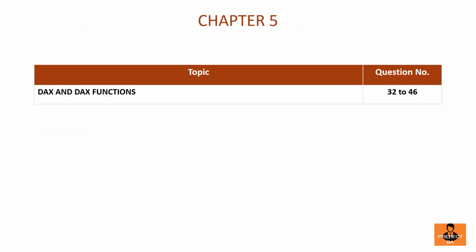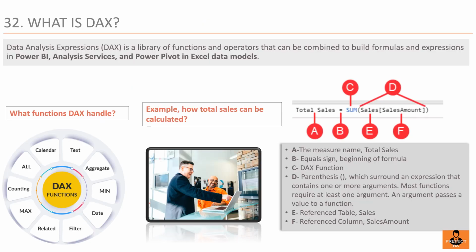Moving on to the next chapter, chapter 5, which is one of the most important chapters. Here we look at questions 32 to 46 relating to DAX and its functions. Question number 32. What is DAX? The full form of DAX is Data Analysis Expressions. It is a programming language which is used throughout Power BI. It is a library of functions and operators that can be combined to build formulas and expressions in Power BI Analysis Services and Power Pivot in Excel data models.